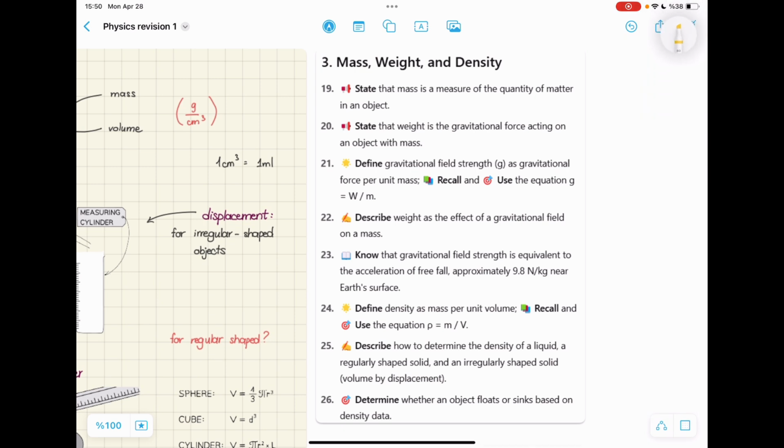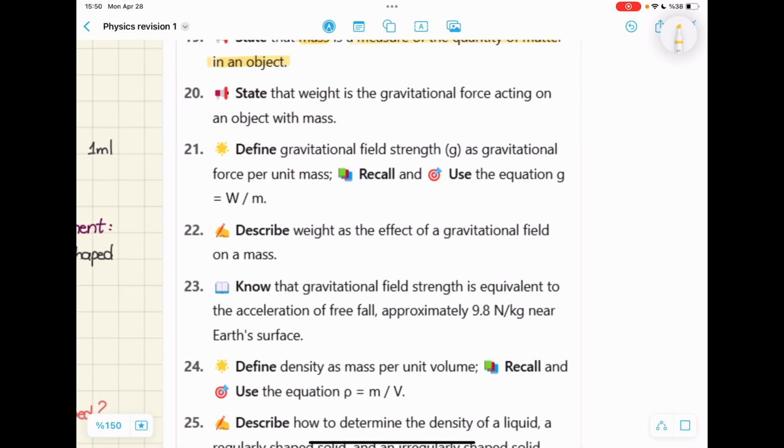State that the mass is a measure of the quantity of matter in an object. So mass is basically an intrinsic value. Whether you are on the Moon or on Mars or on Earth, it doesn't really matter. You will always have the same mass, and we know that the unit of mass is the kilogram.